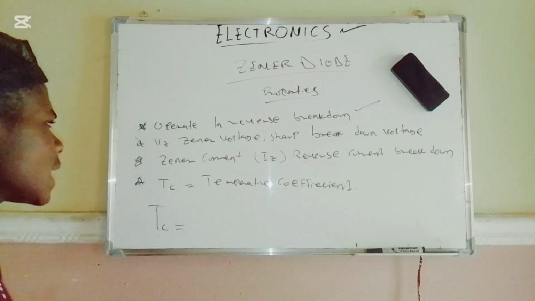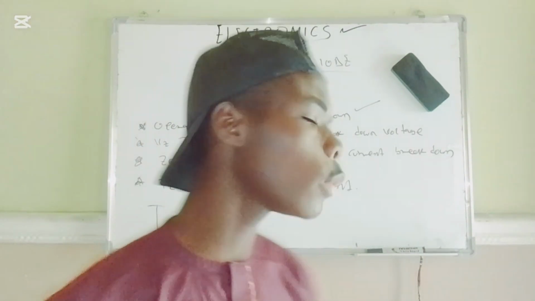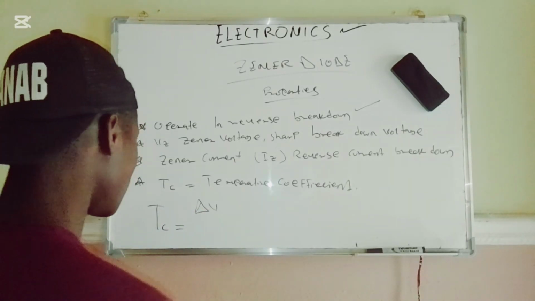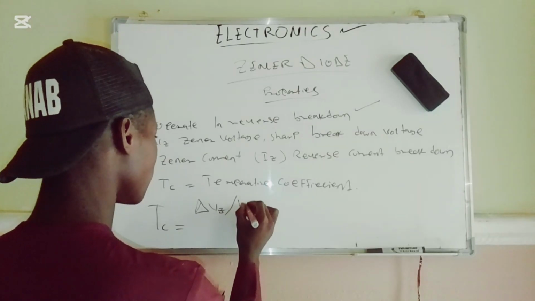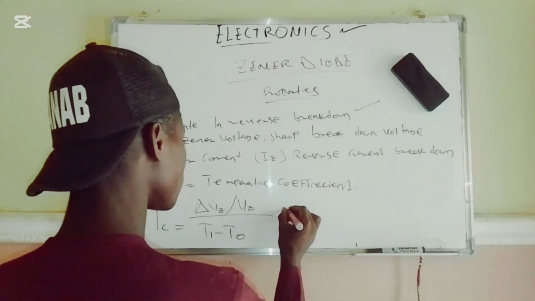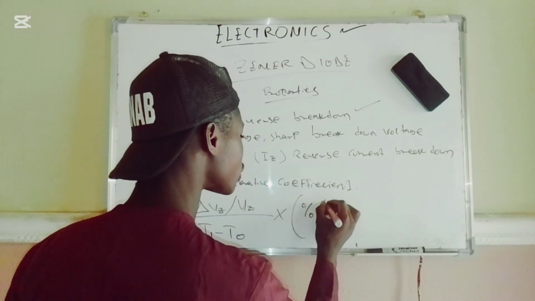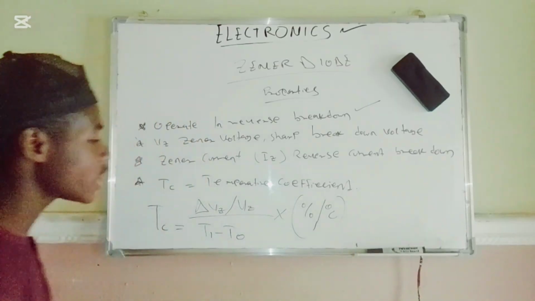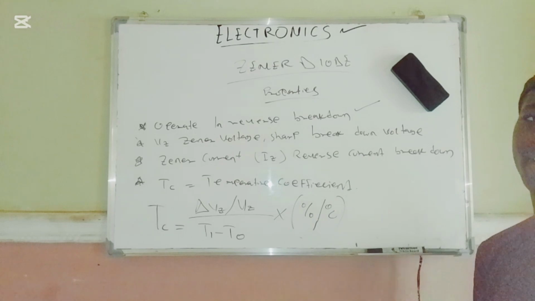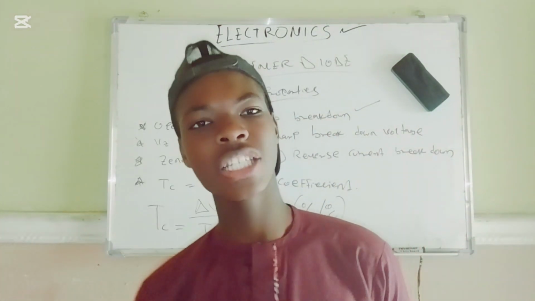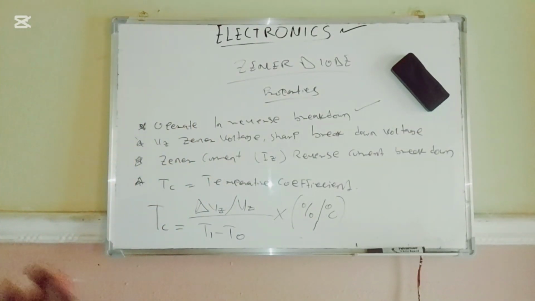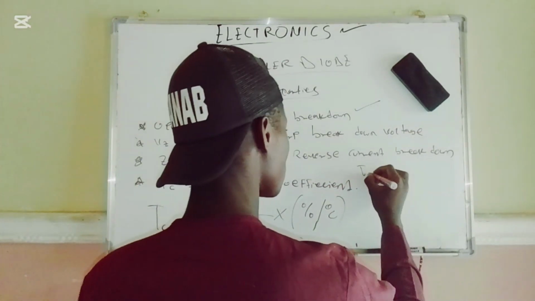So therefore, the temperature coefficient, TC, has its own formula. It is delta VZ divided by VZ, all divided by T1 minus T0, multiplied by either a percentage or degrees Celsius. It means that when you are given a percentage, you multiply by that percentage, but if you are given degrees Celsius, you multiply by degrees Celsius.